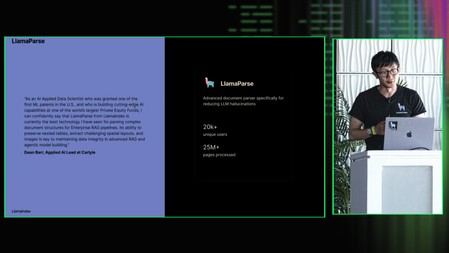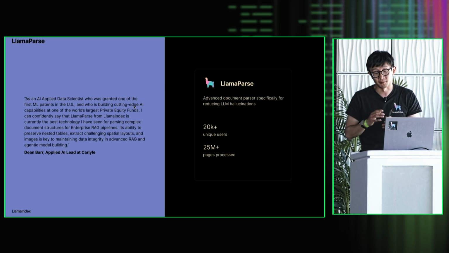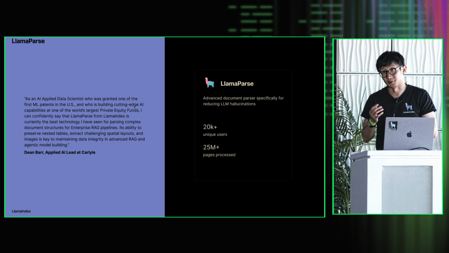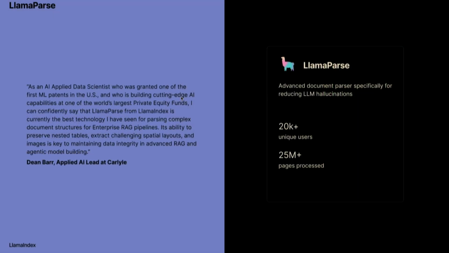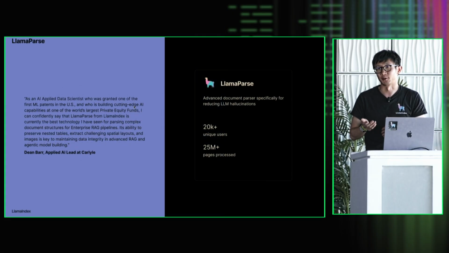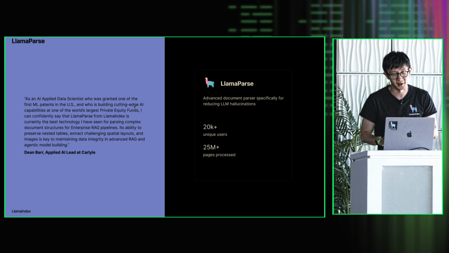So our first product that we built was called LlamaParse. It's an advanced document parser specifically for reducing LLM hallucinations. We launched it back in February. Since then, it's actually gotten quite big. We have 30K plus unique users, 50 million plus pages processed. It's actually a great entry point if you're looking to even start digging into building advanced RAG over your PDFs or PowerPoints or Excel sheets. It's being used by companies from Carlyle, which is the quote here, to small startups, to everywhere in between. And it's basically a great tool to parse very complex documents in a variety of different domains.